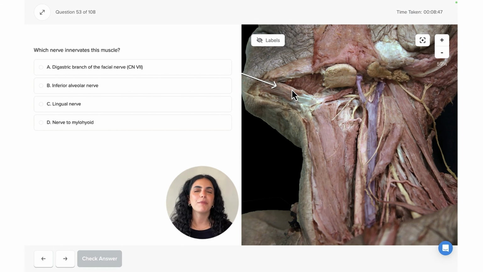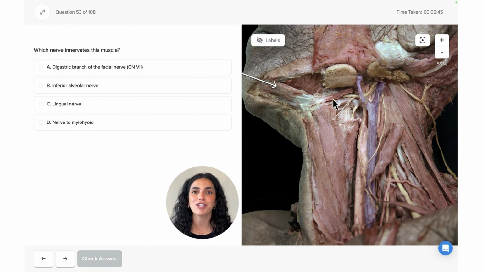Now, the weird thing about these two bellies is that they actually originate from different embryological origins. The anterior belly of the digastric is actually derived from the first pharyngeal arch, so it receives innervation from the nerve to mylohyoid. We could also see the mylohyoid muscle right here as well. The posterior belly, however, is derived from the mesoderm of the second pharyngeal arch, so it receives innervation from the digastric branch of the facial nerve.